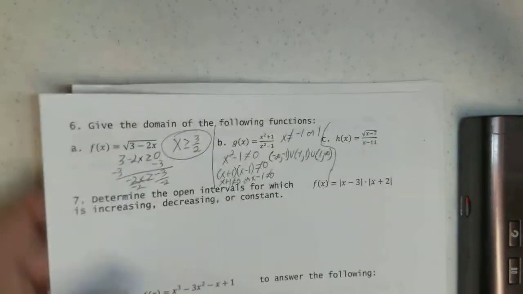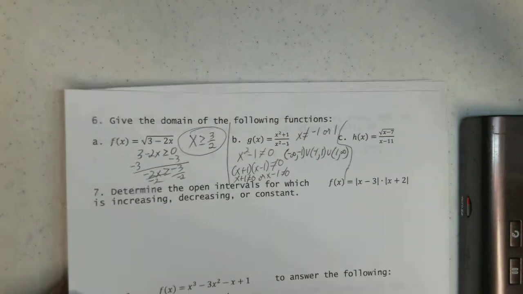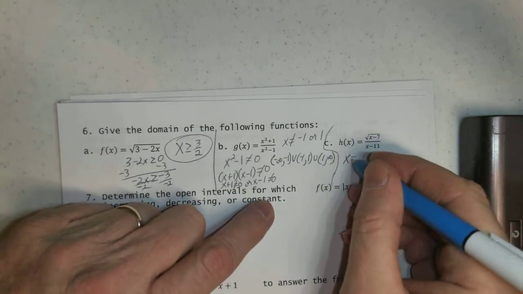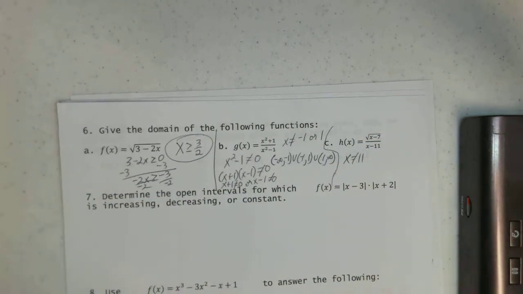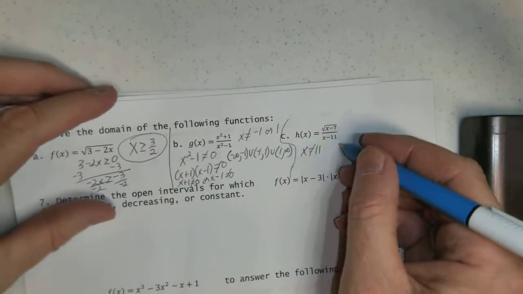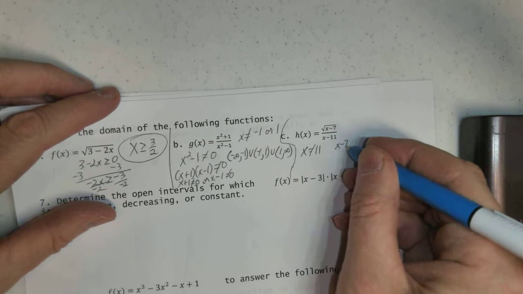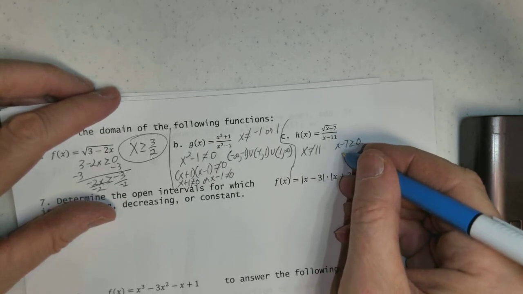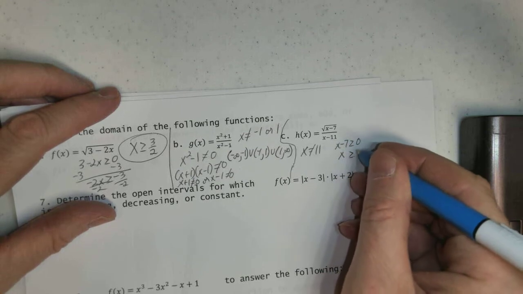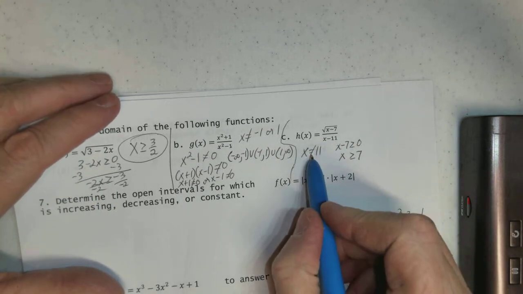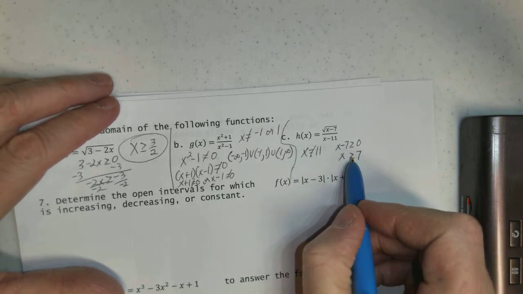Alright. C, square root of x minus 7 over x minus 11. Alright, well, x cannot equal 11. We know that, right? Also, you got that square root there. X minus 7 is greater than or equal to 0. So, x is greater than or equal to 7. X cannot be 11. It's greater than or equal to 7.